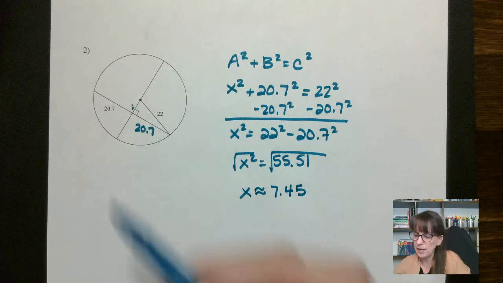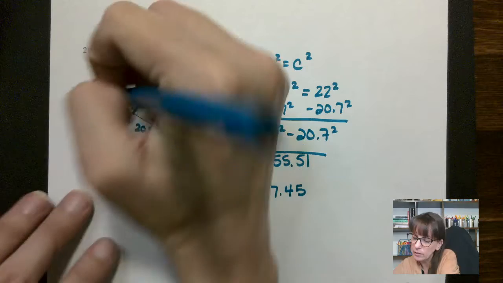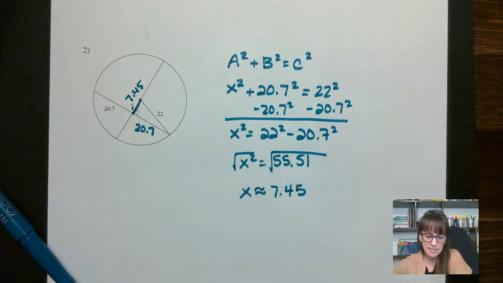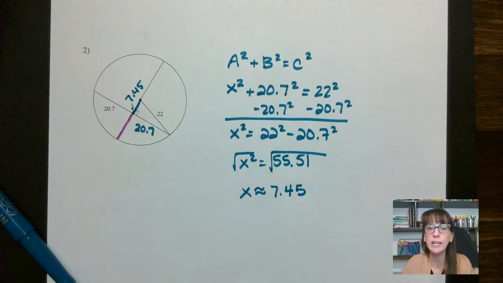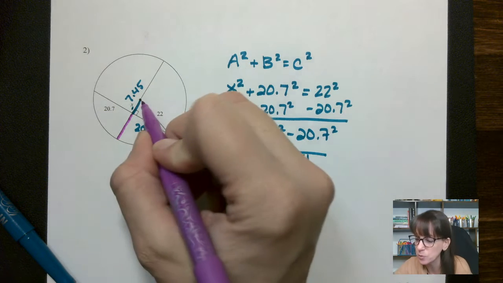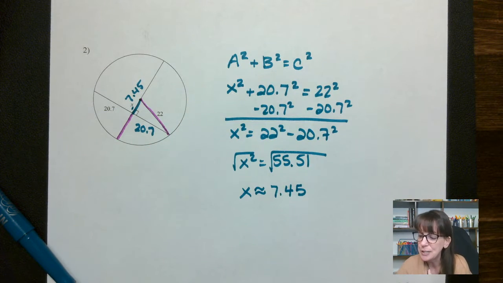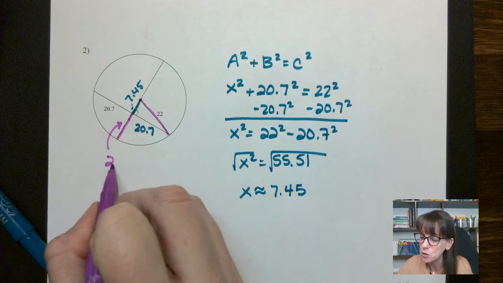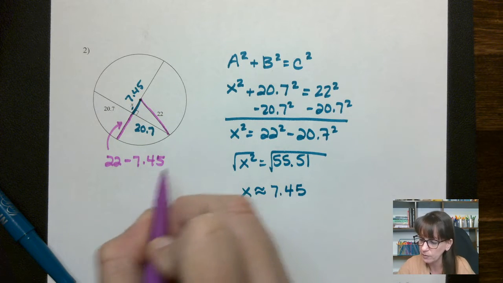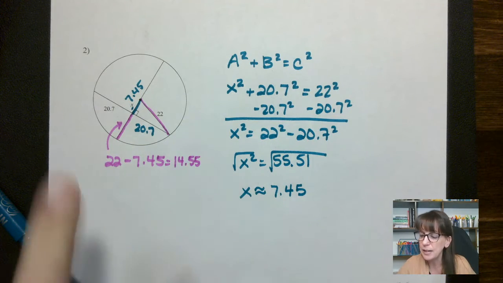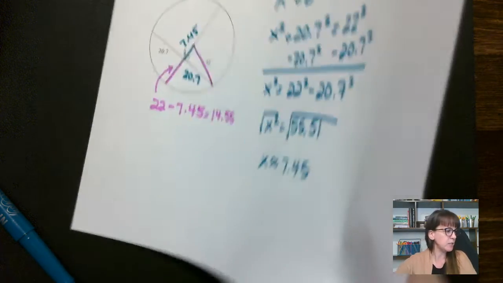Now, since this part is 7.45, how would we go about figuring out this part right here? Well, we already have the length of the radius, which is from here to here, which is 22. So for this part right here, I would just take 22 minus 7.45, and we get 14.55. So now you know how to find that little bit as well. All right, let's try one harder one.